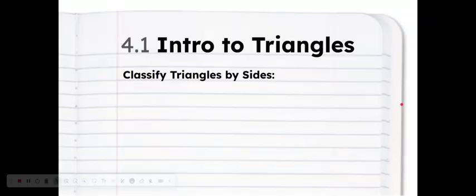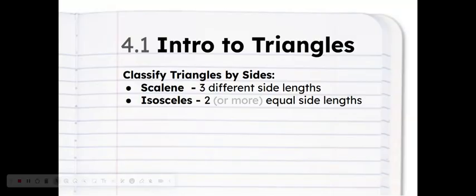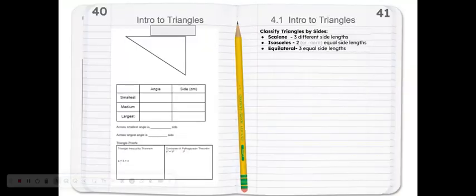So Intro to Triangles, how do we classify triangles by sides? If you don't remember from back in the day, there were 3 ways. Scalene meant all 3 side lengths were different. Isosceles meant 2 or more side lengths were the same lengths. And equilateral was where all sides were equal lengths. Lateral means lengths. So go to your warm-up, and looking at your warm-up, classify it by sides. So for this one, it has 3 different side lengths. So this one is going to be a scalene triangle.